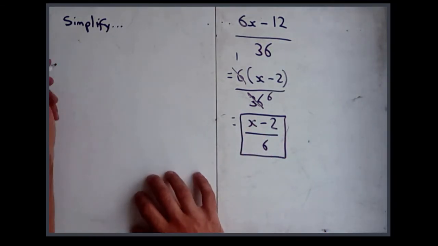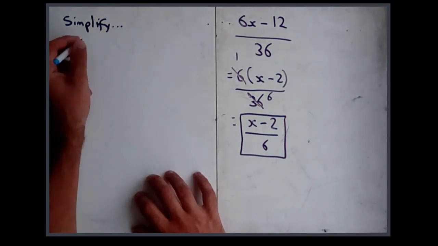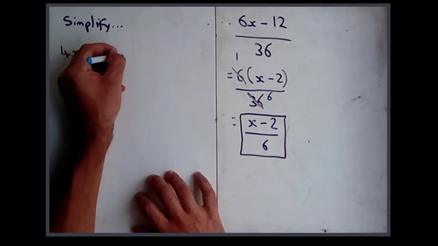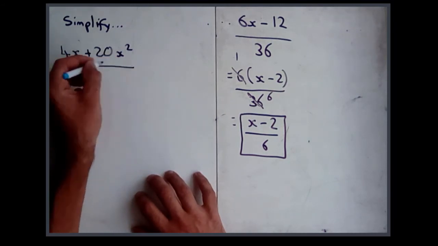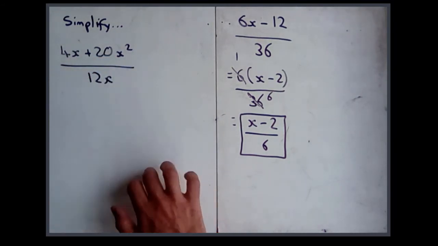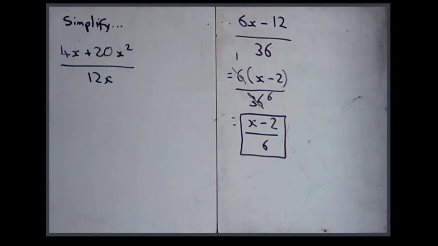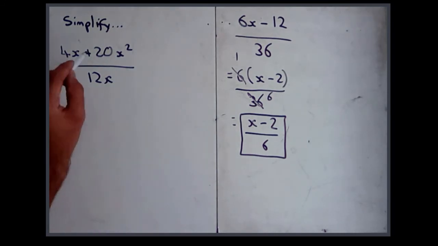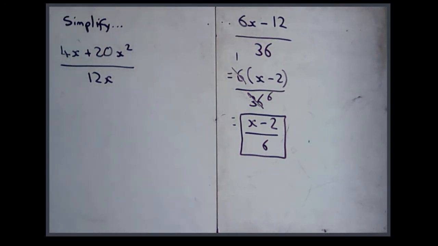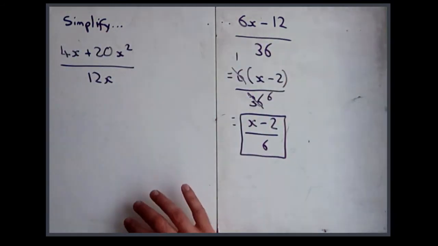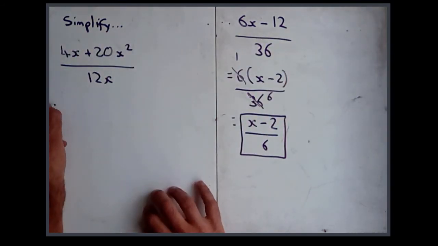Okay, a third one, we have 4x plus 20x squared over 12x. So you look at that, again, you've got 1, 2, 3 terms. So for any cancelling, you need to think about common factors of all three terms. So I suppose if you were really, really good at this, you could say, well, 4 goes into all of those, and so does x. So you could divide all of these terms through by 4x. I'm not going to do that. I'm going to do it exactly the same as we did over here. We're going to factorise the numerator.